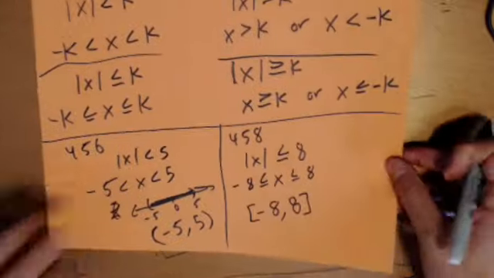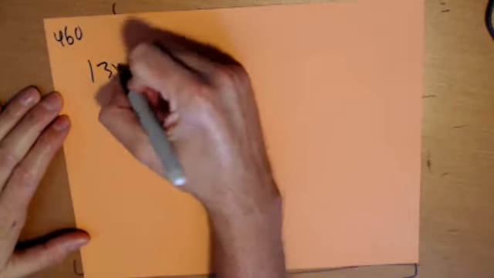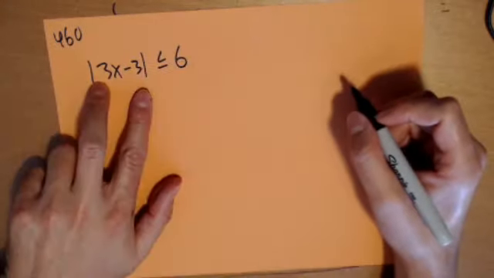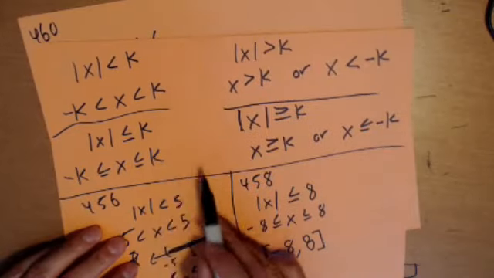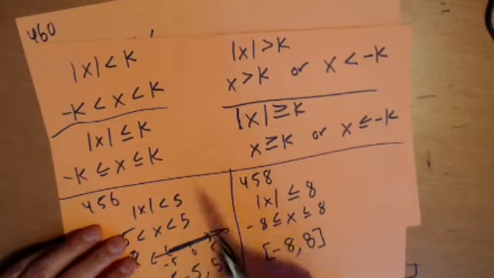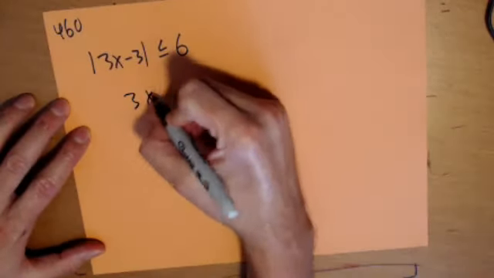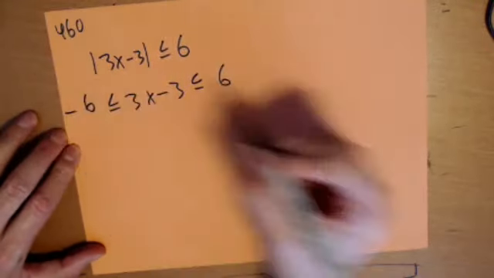Okay. Moving on to 460. So you'll see that now that that makes sense, all they do is try and complicate it. So 460, they say 3x minus 3 in absolute value bars is less than or equal to 6. Are the absolute value bars alone? Yes. So that means we could do one of these tricks, right? Where we get, you see how the whole goal of this is to get rid of the absolute value bars. So since it's a less than symbol, that's a sandwich. So 3x minus 3 gets sandwiched in between 6 and negative 6.